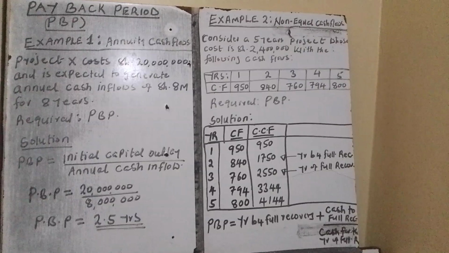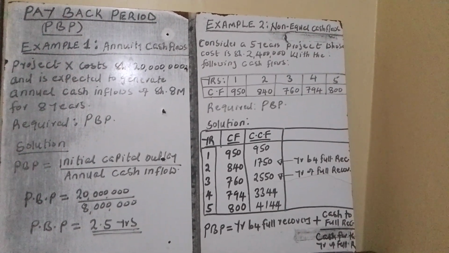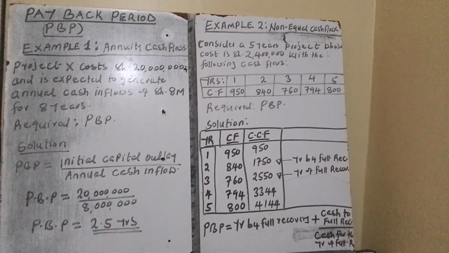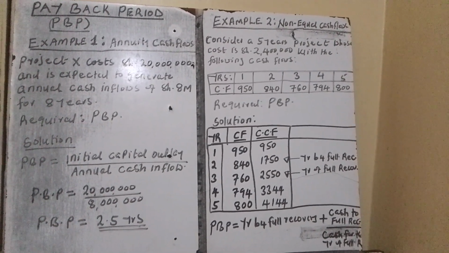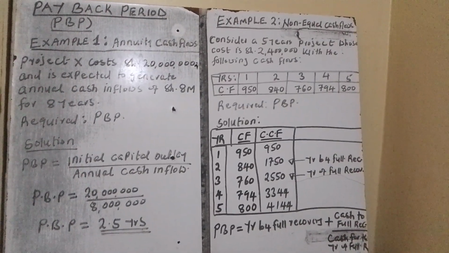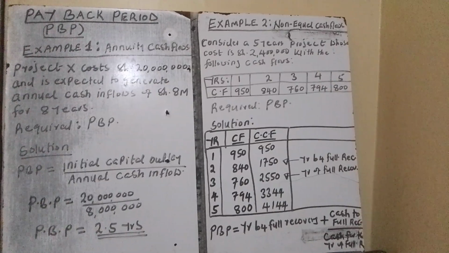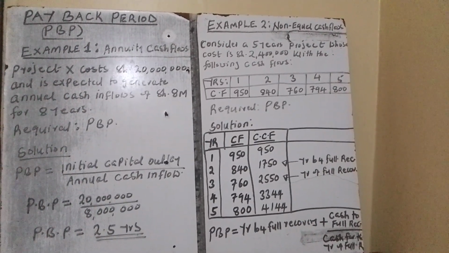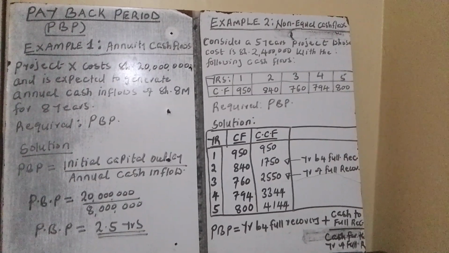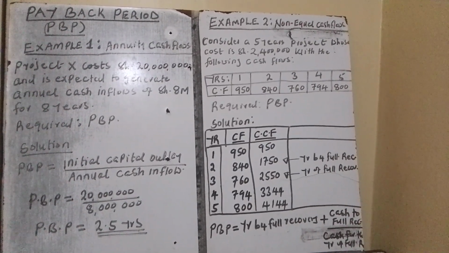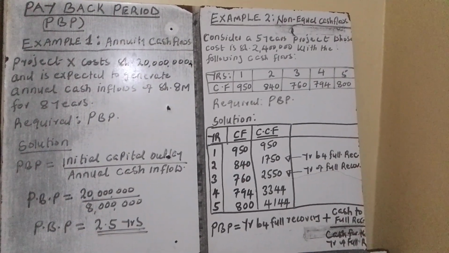I think those are the mentioned discounted payback techniques, which we have already discussed and uploaded on our YouTube. Today we discuss the remaining two, which come under non-discounted cash flow techniques, and this is payback period as well as accounting rate of return. We start with payback period.